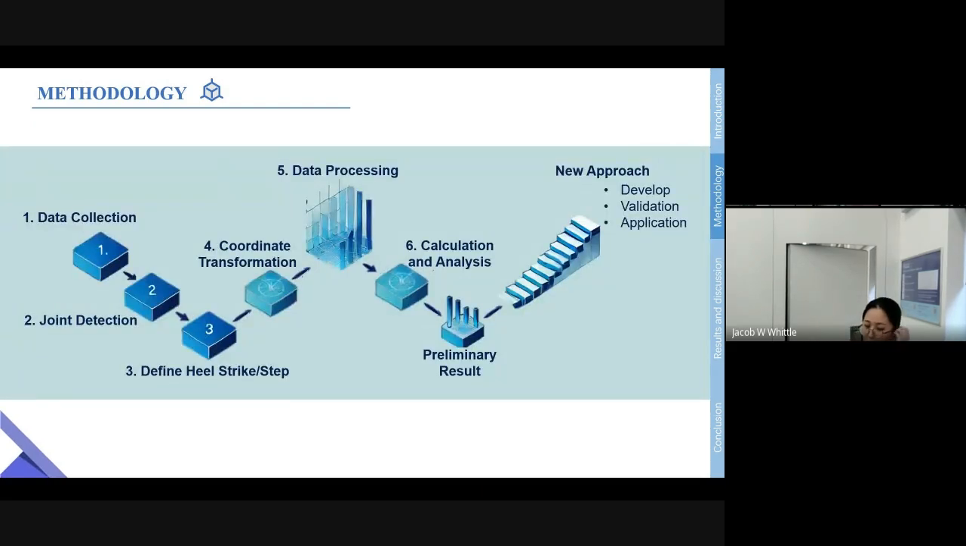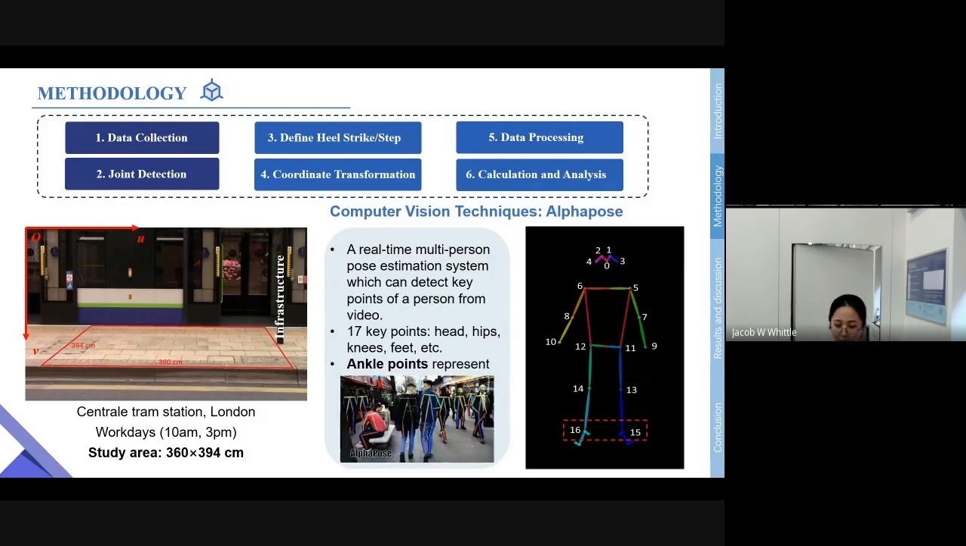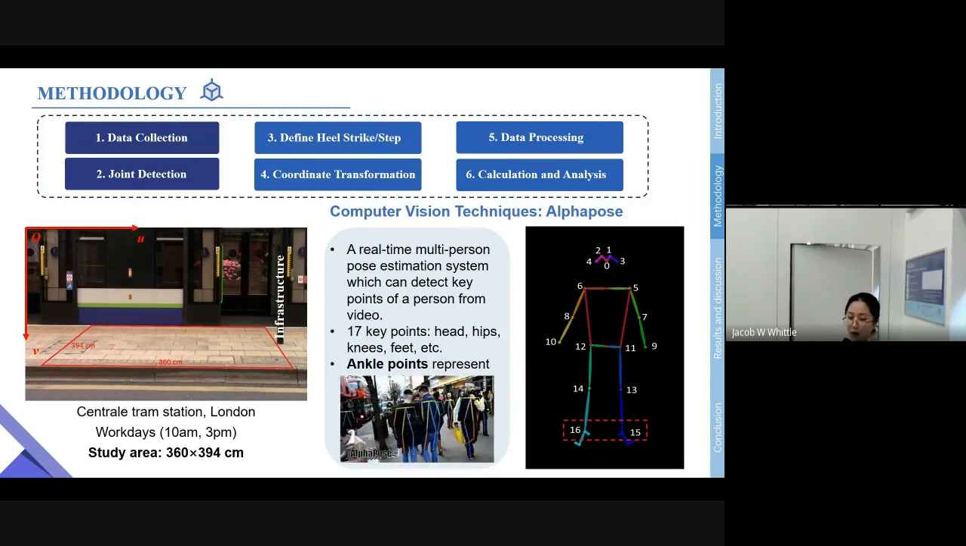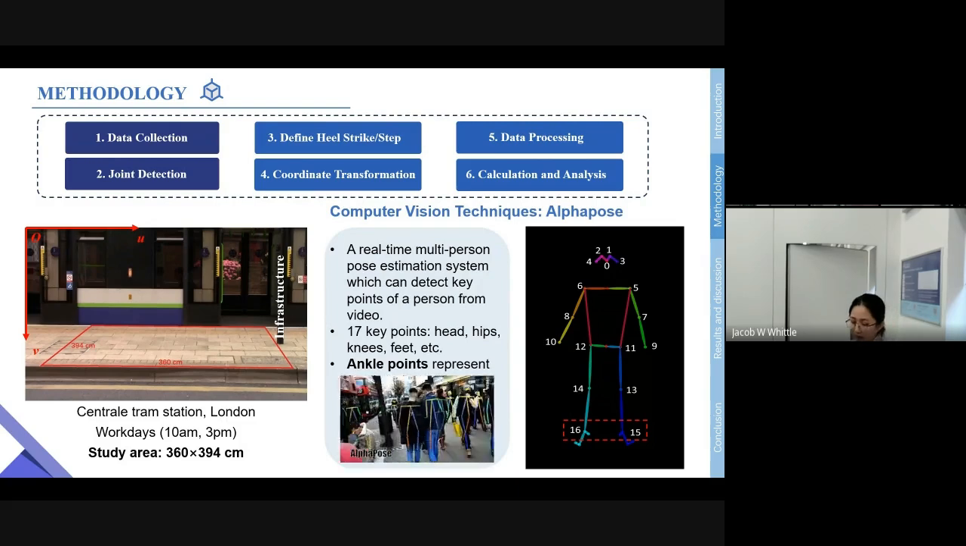Here is the whole methodology. Currently, I'm at the preliminary result stage, but the expected outcome is to develop a new approach. At first, we took video at Central China during work days, and the study area is a rectangle that is generally flat and horizontal. All the videos were cut into 20-second clips for the next step.